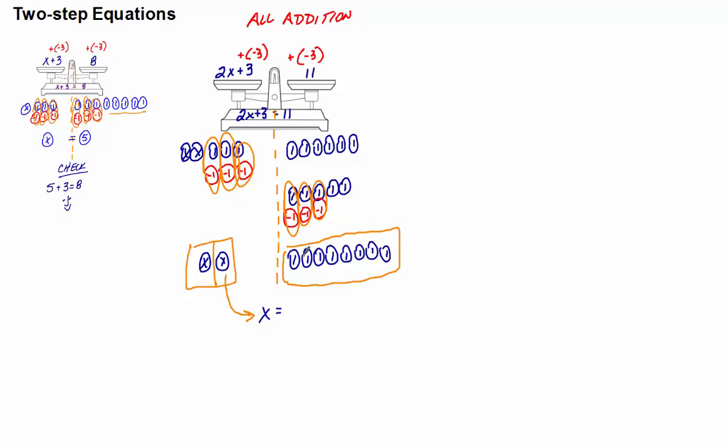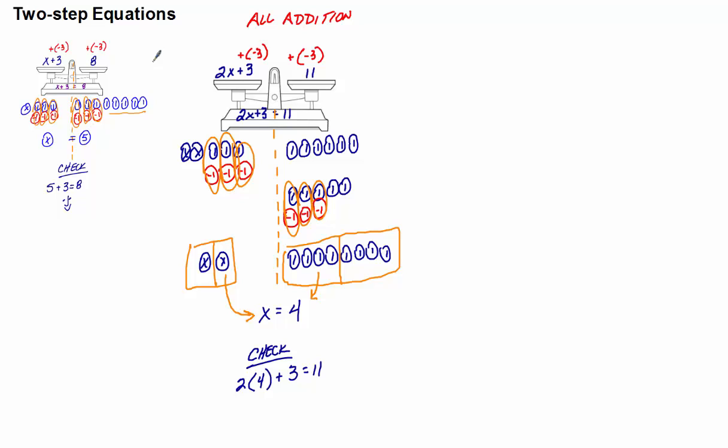We're going to take all of those, and there are 1, 2, 3, 4, 5, 6, 7, 8. We're going to divide that into 2 groups, and that tells us that 1x is equal to 4. When I check my work on that to see if 1x really does equal 4, I do my check. I put in the 4 where I had the x, so 2 times 4 plus 3 is that 11.